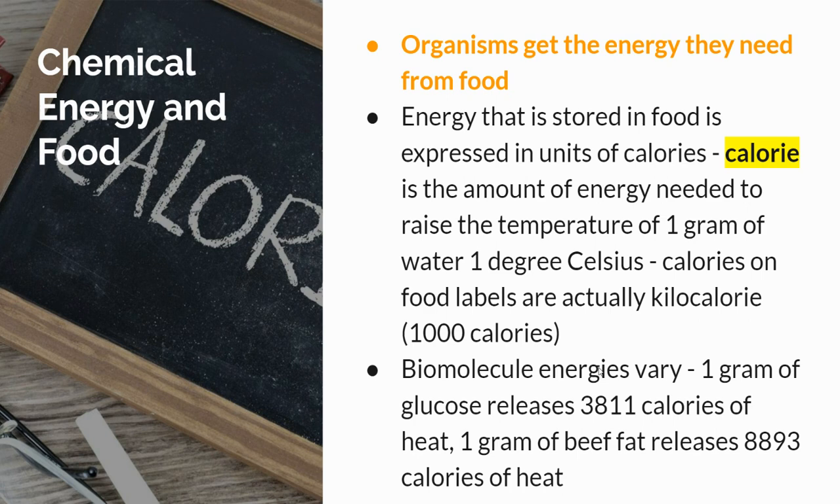1 degree Celsius. Not 1 degree Fahrenheit, 1 degree Celsius. And the calories on food labels are actually kilocalories, which means they are 1,000 calories. So if you are looking at a food label and it says it has 25 calories, it actually is 25 times 1,000. Okay. So it's actually 25,000 calories. But all calories are, like I said, just a unit.